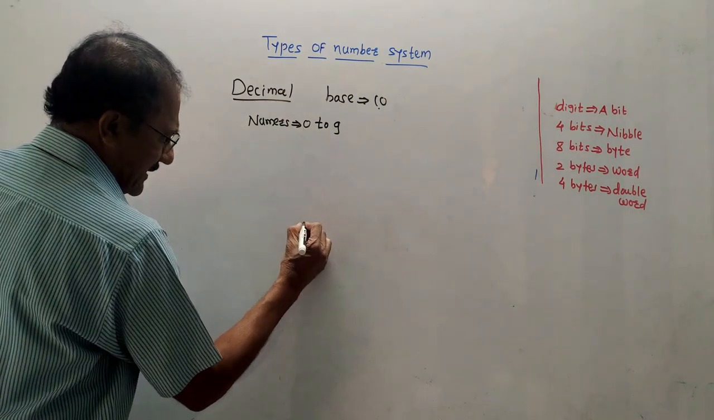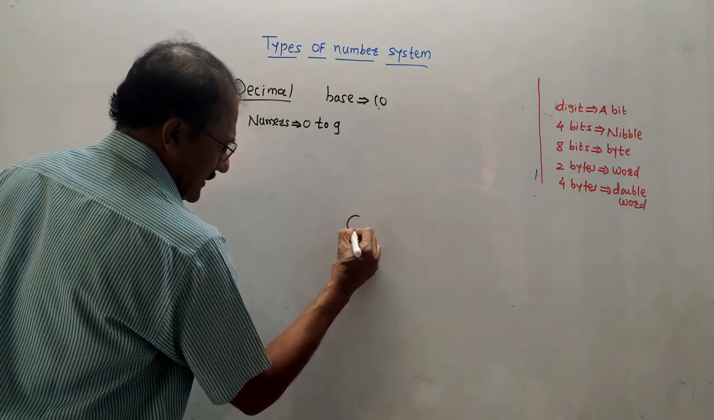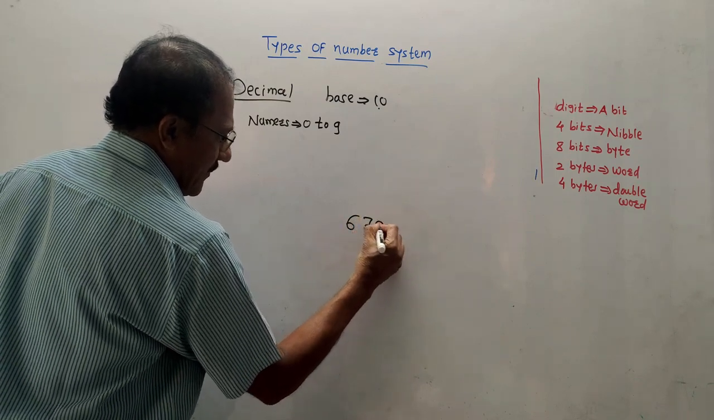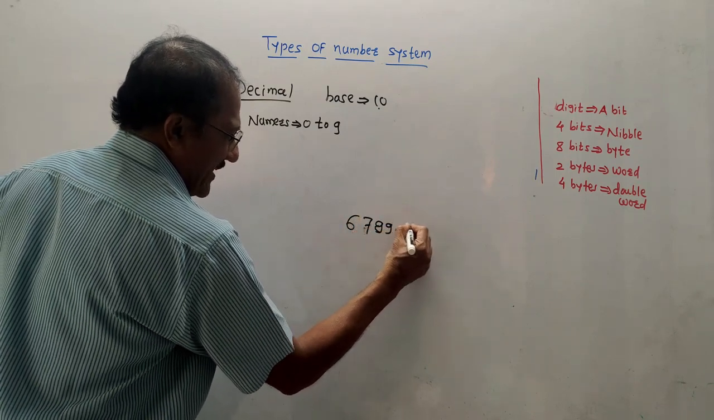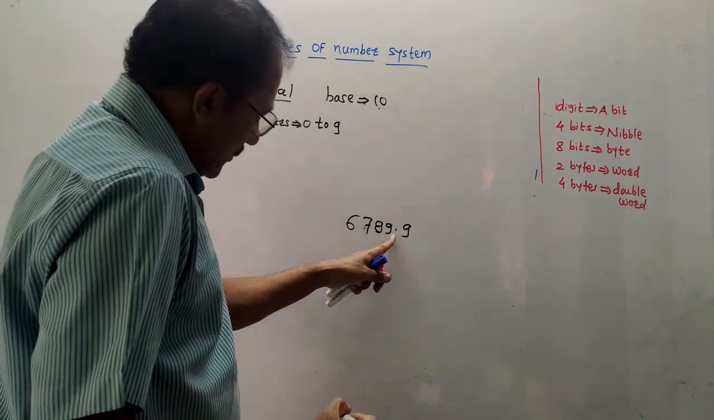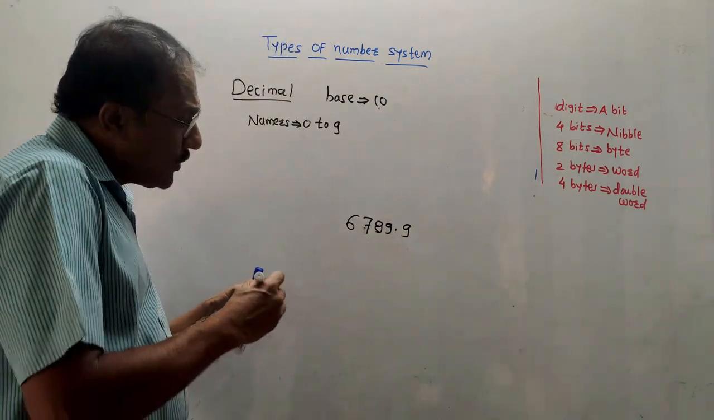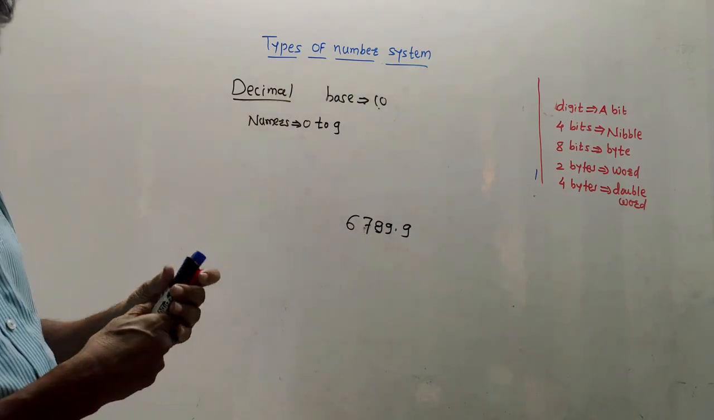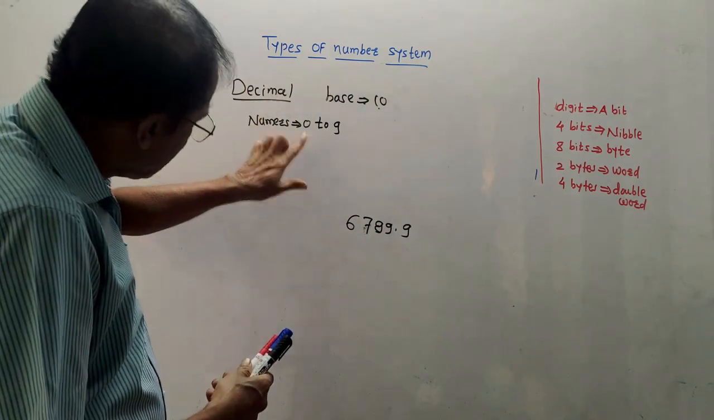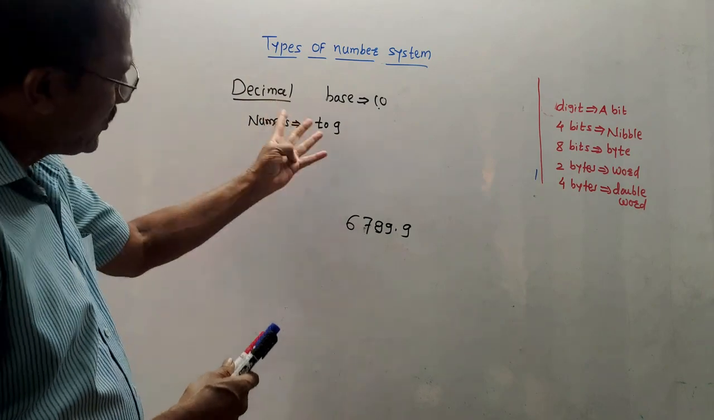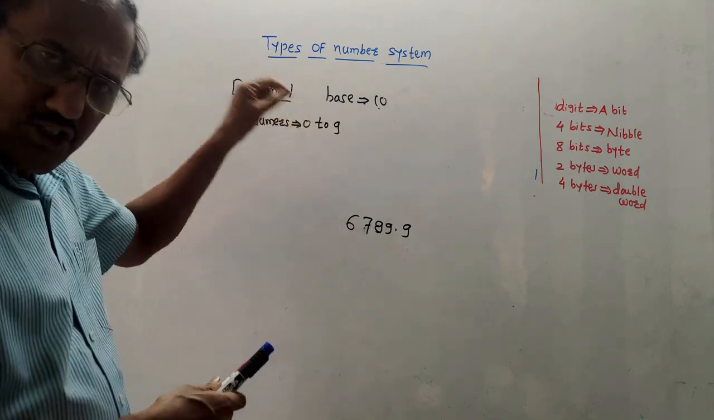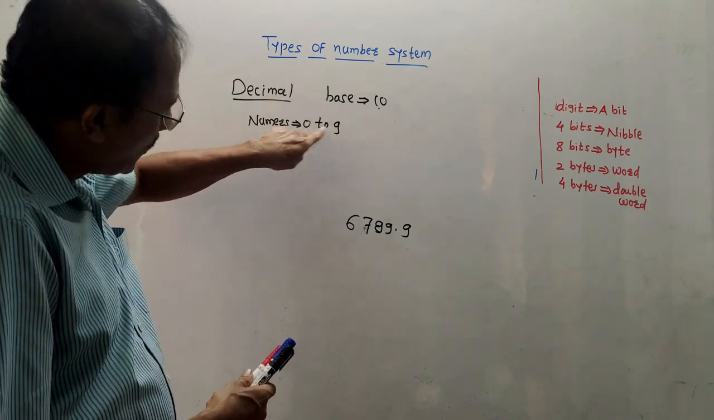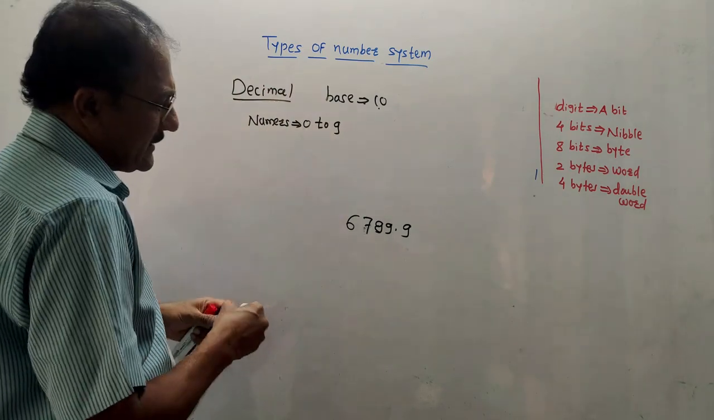Now consider the same example which we discussed right now. Say the number is 6789.9. So this is the decimal point. How to represent it using the decimal number system? We know that in the decimal number system, the digits are 0, 1, 2, 3, and each of these is known as a digit. So they are from 0 to 9. Now how to represent it?